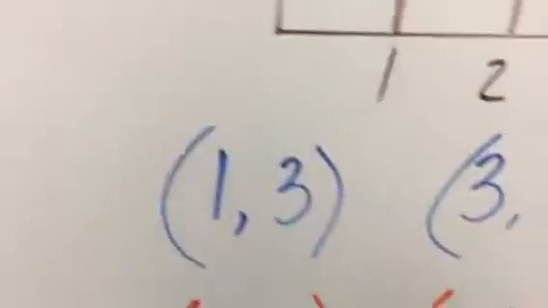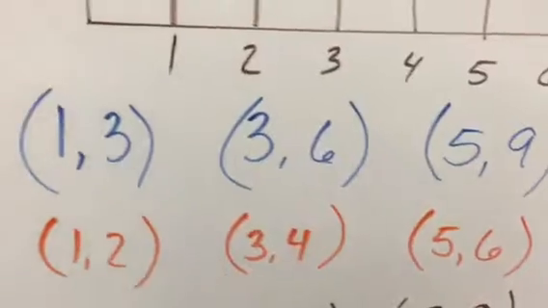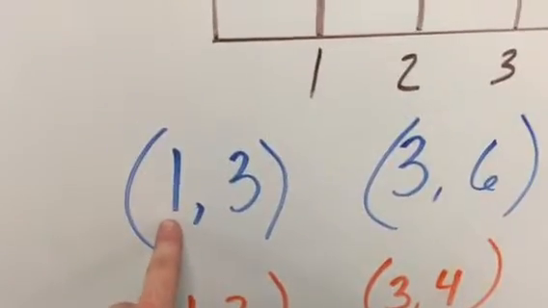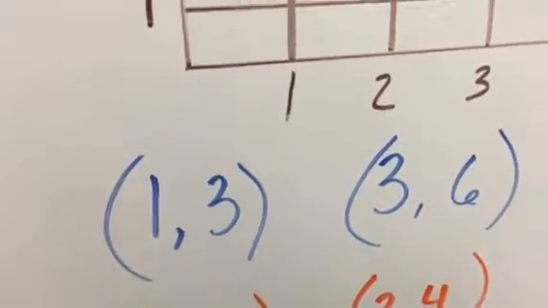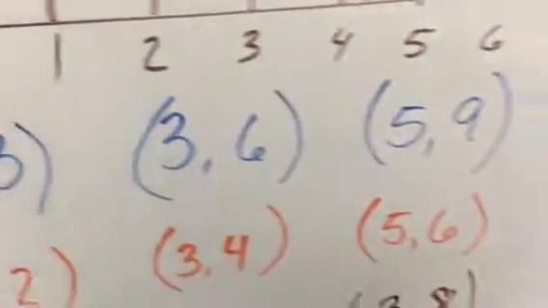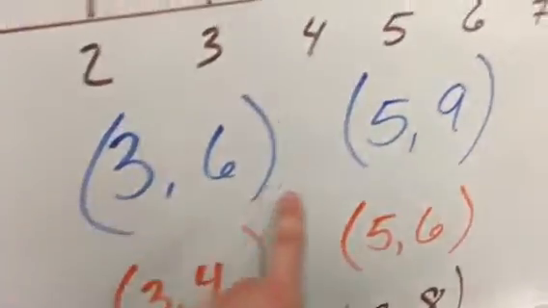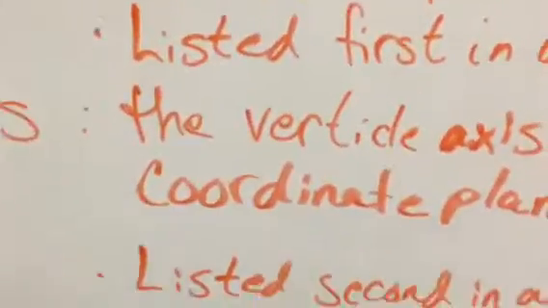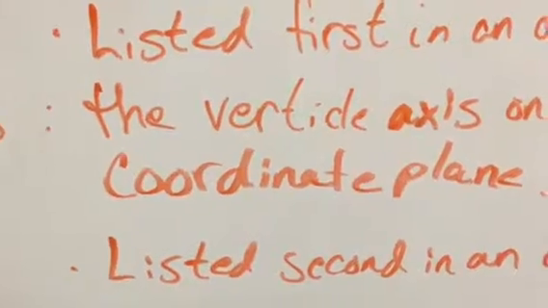Really important, super important. It's listed first in an ordered pair. Here's some examples of ordered pairs. This is the x-axis, and I'll show you later when we practice how we use that. But here are ordered pairs, so it would always be the one that's listed first is the x-axis, so it's the one going this way. And then you have the y-axis would be the opposite. It's the vertical axis on a coordinate plane, and it's listed second.